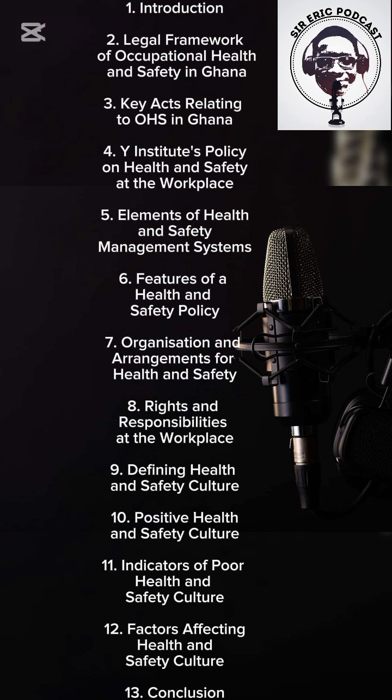Section 7. Responsibilities and rights at the workplace. Employer responsibilities. 1. Provide safe machinery and working methods. 2. Prevent exposure to harmful substances. 3. Offer training and welfare facilities. 4. Supply protective equipment free of charge. 5. Prepare for emergencies with first aid plans.